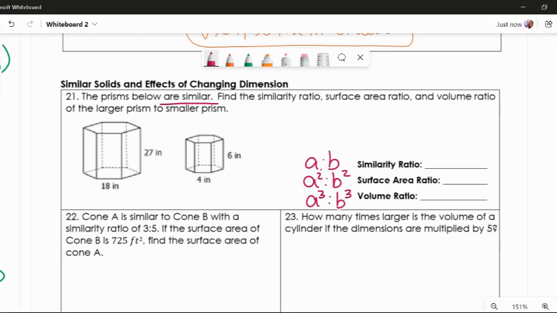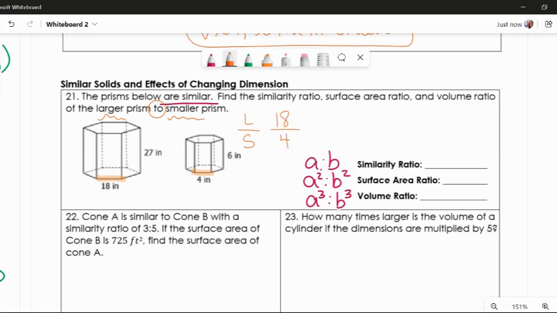All we have to do is make sure that we're comparing corresponding parts. So if I look at this 18 right here, what part corresponds to it in the other figure? That would be the 4. So if I'm setting up that similarity ratio, let's get the order right here because we need to pay attention. Are we going big to small or small to big? It says find the similarity ratio, surface area ratio, and volume ratio of the larger to the smaller. Okay, so that means they want the larger one on top to the smaller. Okay, so my larger one is 18 to my smaller one is 4.